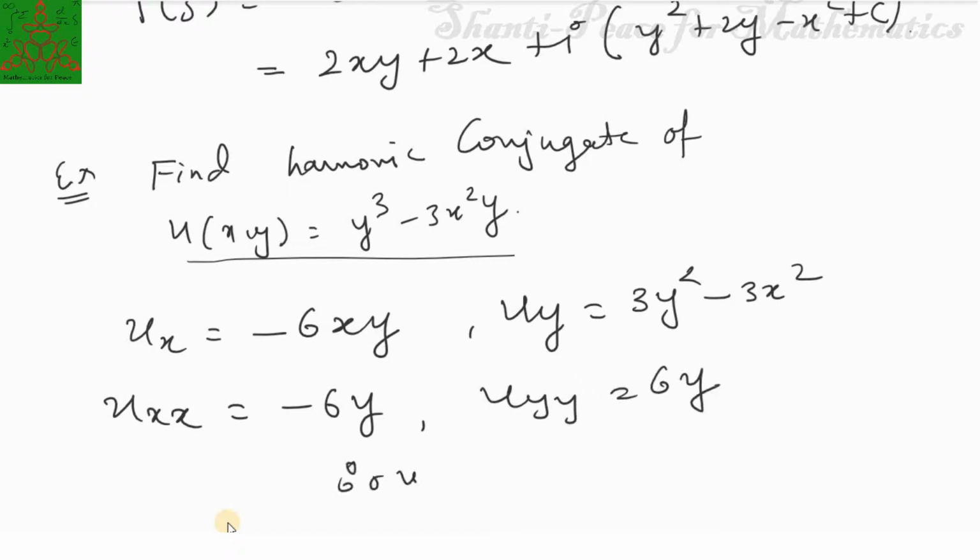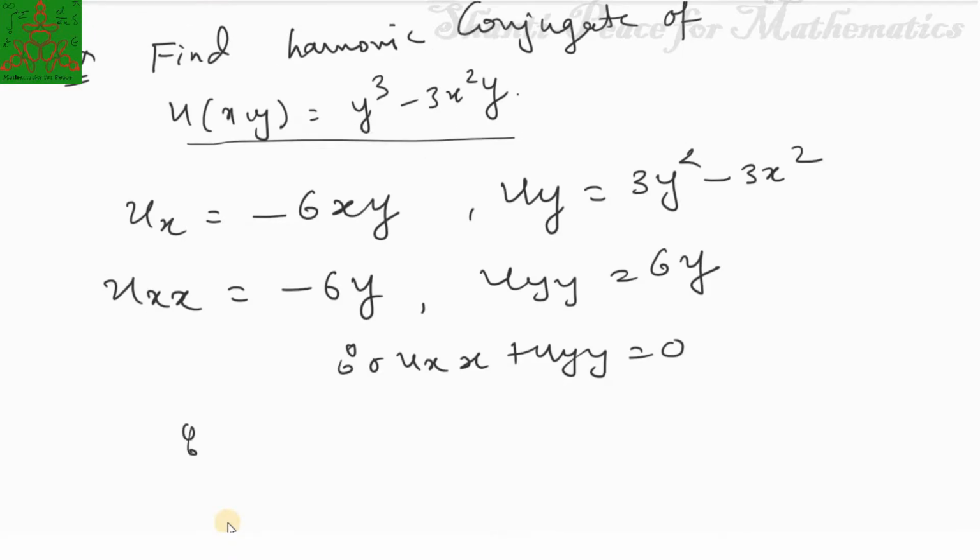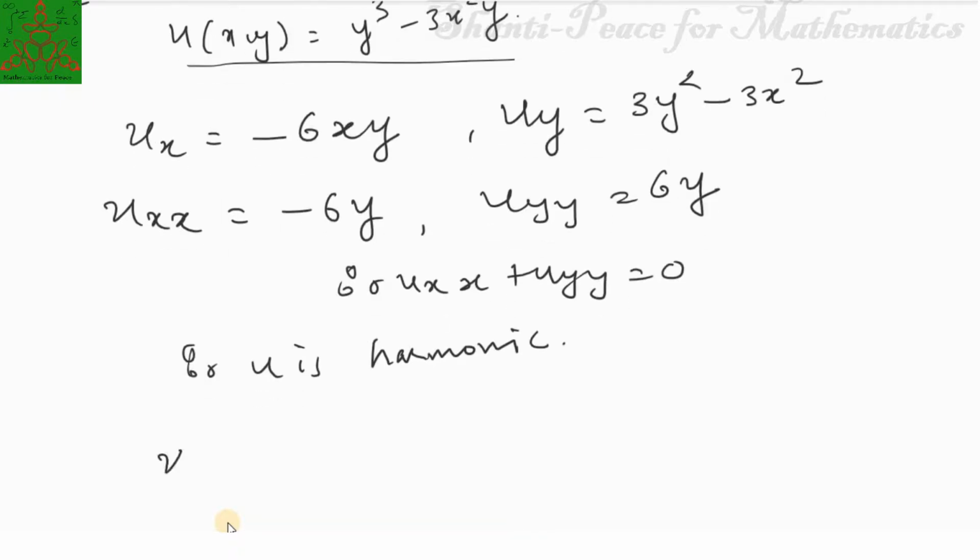Therefore u_xx plus u_yy is 0, and the first order and second order partial derivatives are functions of x and y, polynomials in x and y. So what we can say is u is harmonic. Now, since it is harmonic, it has to satisfy the CR equations, due to the definition of harmonic conjugate. That means u_x is equal to v_y and u_y is equal to minus v_x.